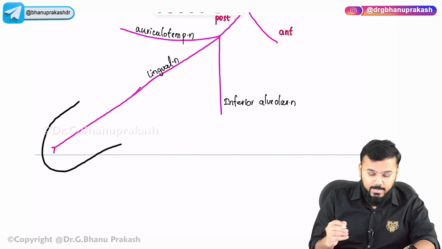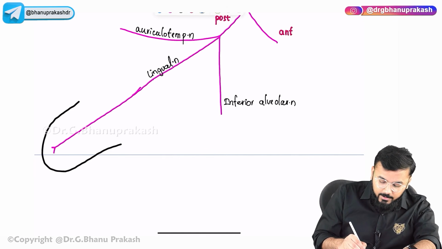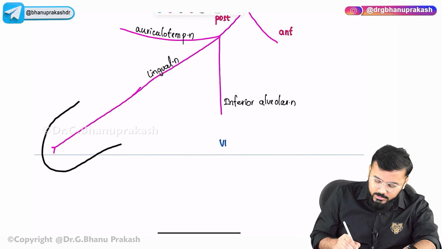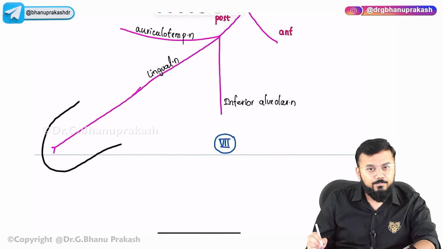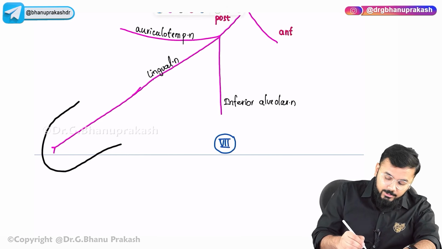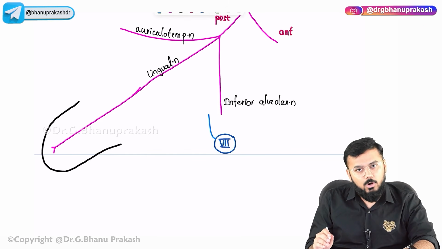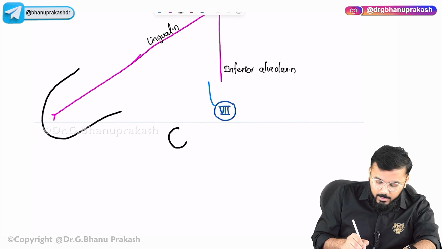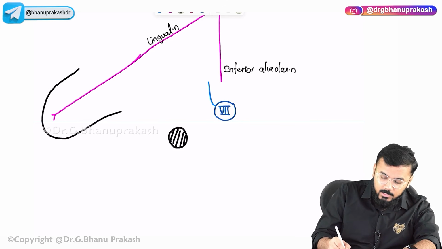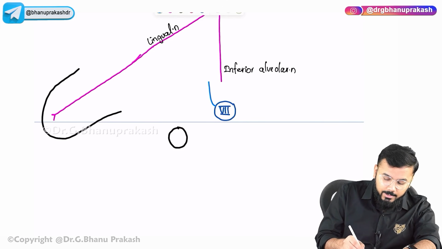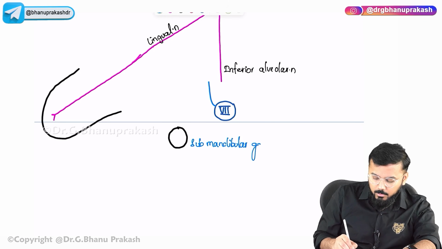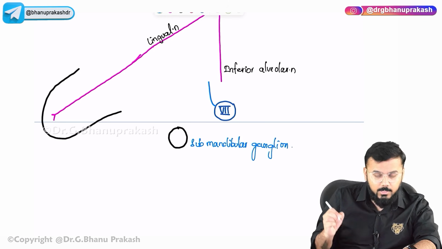Now next important thing is that let us say that here we have got the seventh pair of cranial nerve, that is your facial nerve. Now a branch of facial nerve is called chorda tympani, all of you know. Let us say just beside that we have got a ganglion called the submandibular ganglion. So this particular ganglion over here is your submandibular ganglion. Let me write it down.